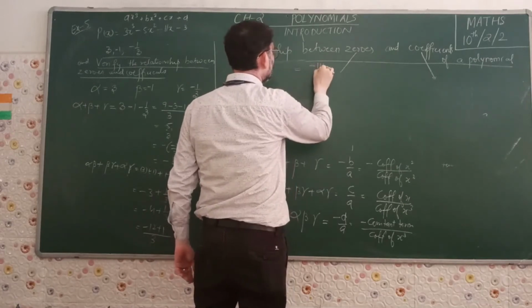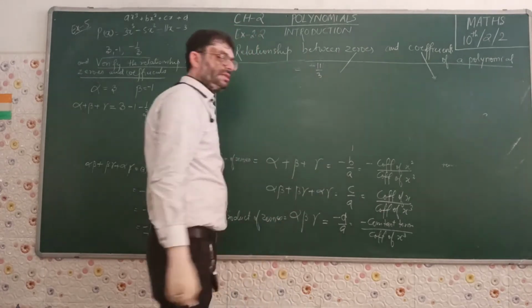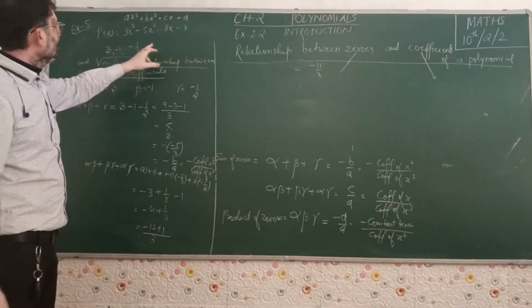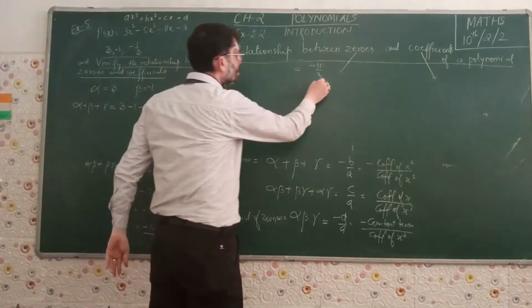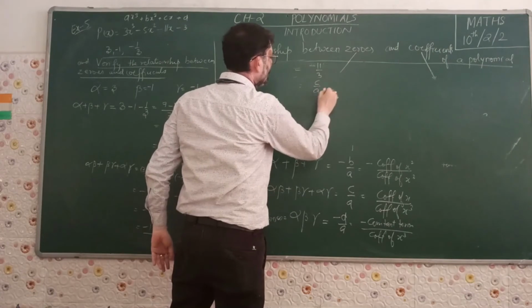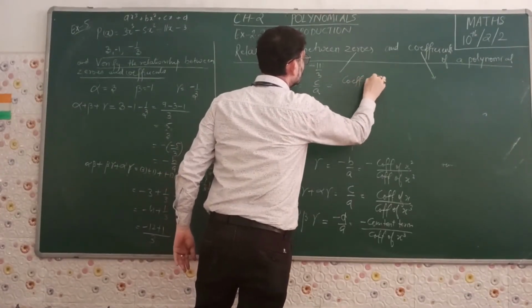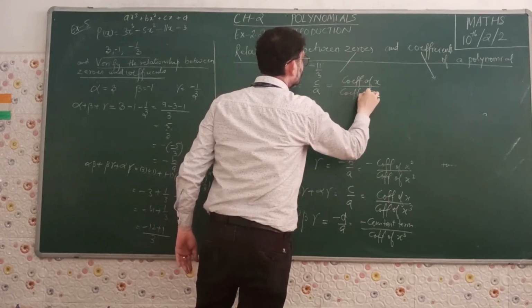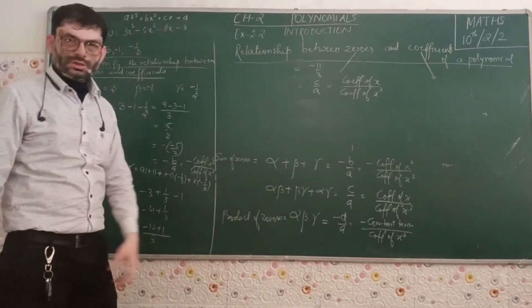minus 11 upon 3. And if you compare with the standard form of the cubic polynomial, that minus 11 is the value of c. So this can be written as c upon a, and then c upon a is coefficient of x upon coefficient of x cubed. So this is also verified. The second is also verified.